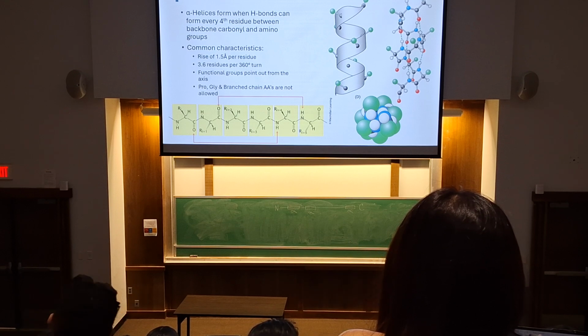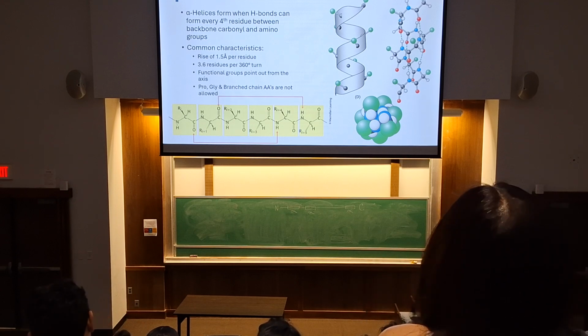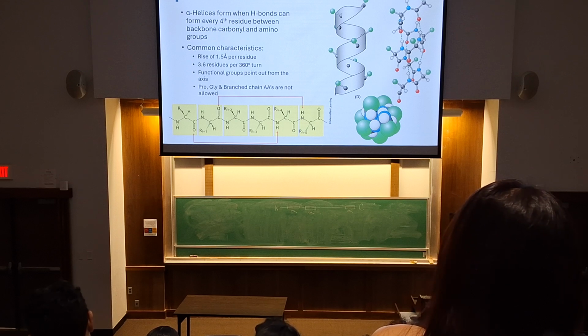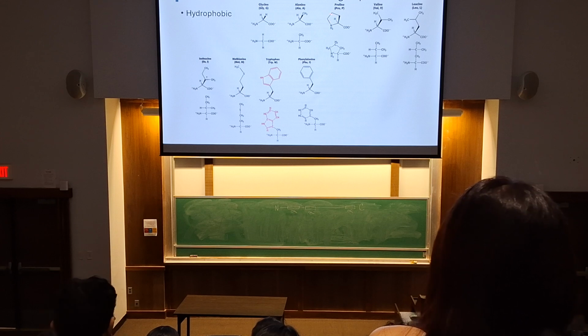Okay? Now, proline, glycine, and branched chain amino acids are not allowed in alpha helices, right? And why is that? Well, proline, again, remember, is constrained. We go back to the structure of proline, we'll see that's the one that has that R group that loops back on the alpha amino group. So here, proline at the top there, okay? This bond angle between the alpha amino group and the alpha carbon is constrained by this loop, so it can't twist, and it can't adopt the correct angle in order to be part of an alpha helix, right? So that's just simply not allowed.